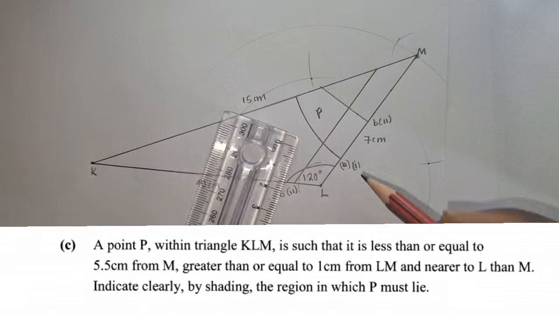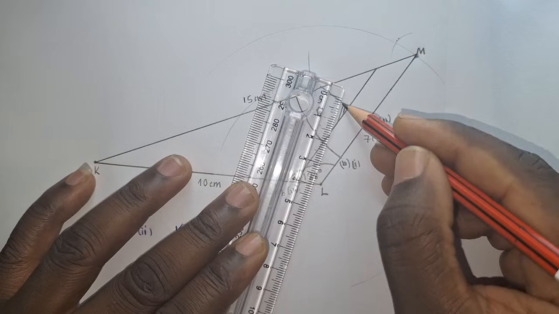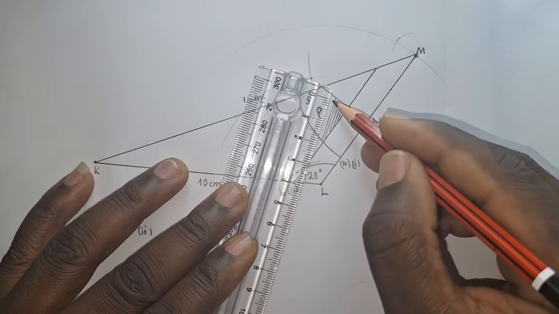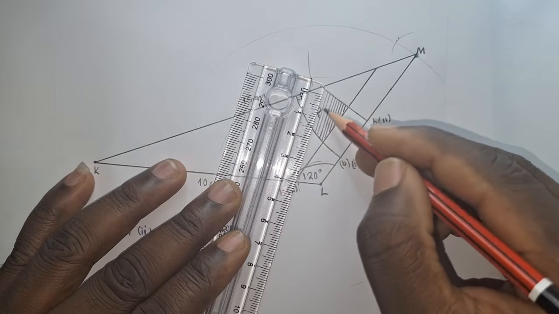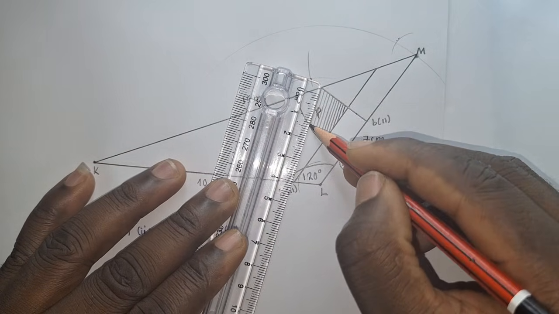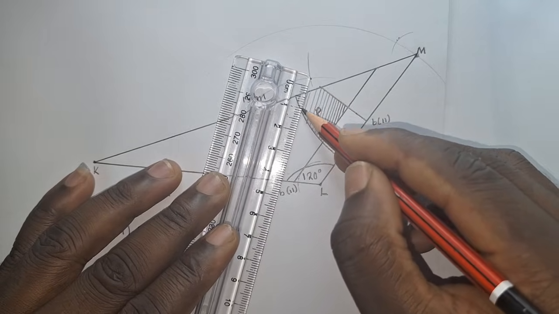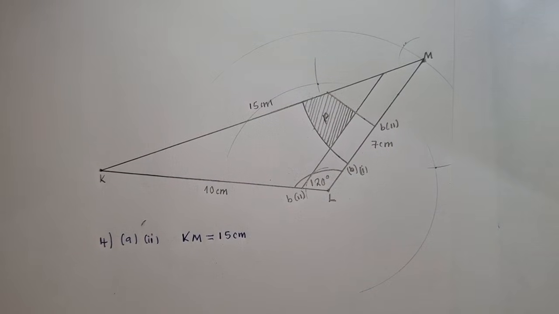I like my work looking nice and smart. So I'll use my ruler to shade the region. Nice and easy. I want my work to look neat. Okay, so this is the region we are talking about. I guess you understand and you have followed the steps. So these are the easiest steps that you can follow to answer this exam question.